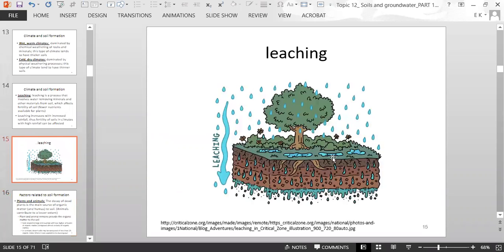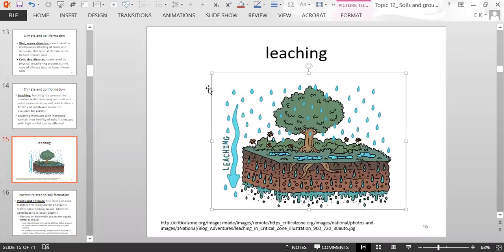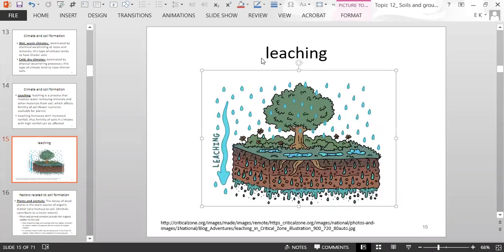This is just a little cartoon showing you leaching. Okay, this is intense rainfall. It goes through the ground and so you're picking up soluble materials that are in the soil and it gets carried downward further, or it gets carried away in runoff, for example, or in groundwater.